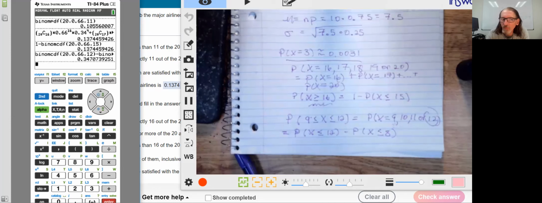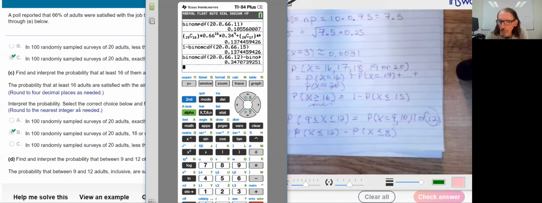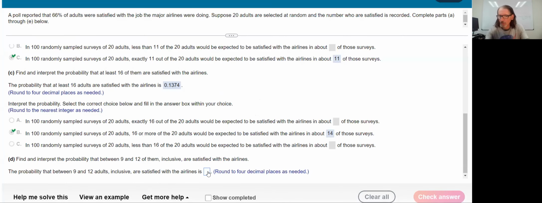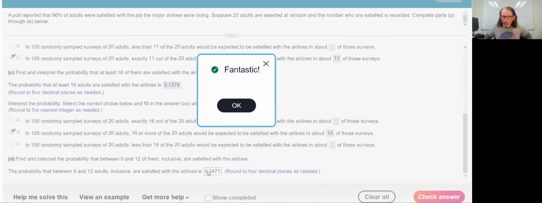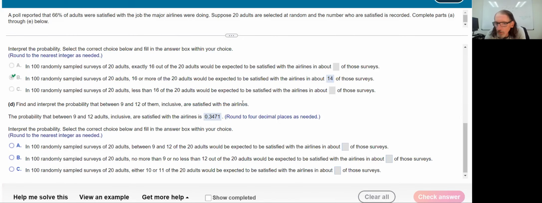To 4 decimal places, that would be 0.4371. Let's see if they do want it to 4. Yes. All right. And if we multiply that by 100, we'd get 34.71, which would have to round up to 35 of these surveys where we'd have between 9 and 12.